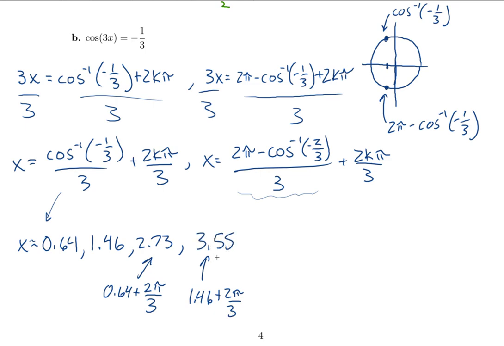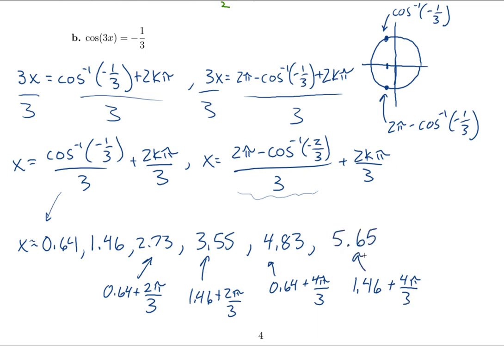Now notice 3.55 is just a little bit larger than pi, so I'm guessing I need to keep going here. So 0.64, plugging in a 2 for k would give me plus 4 pi over 3. And that gives me 4.83. And then my other one, 1.46 plus 4 pi over 3, that one gives me 5.65. And that's getting pretty close to 6.28. And definitely notice if I added another value here, it would be 6 pi over 3, which is 2 pi. So that is definitely going to take me over the top.